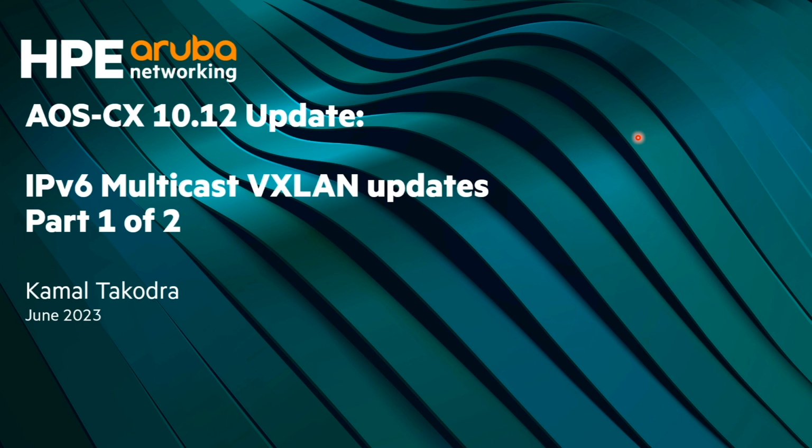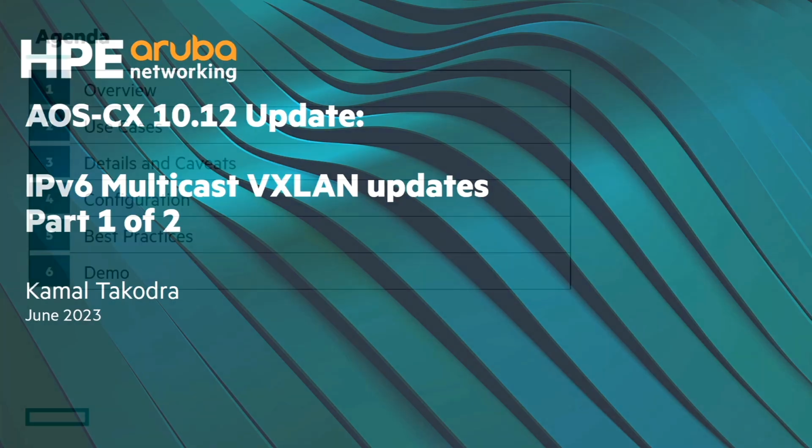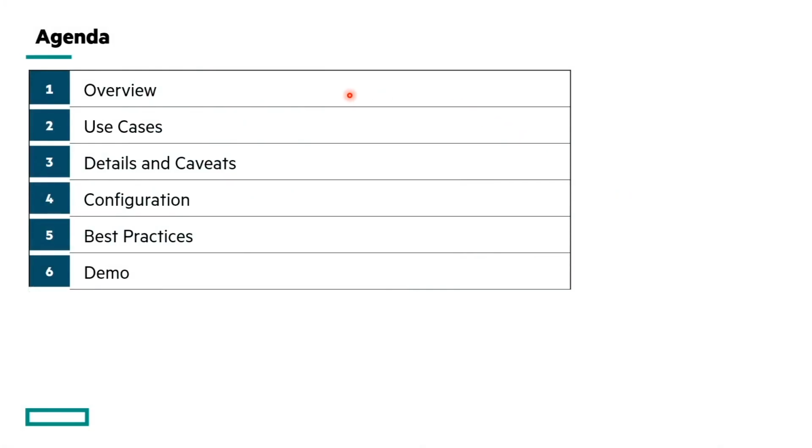Today in this AOS-CX 10.12 software feature update, I'm going to be covering IPv6 VXLAN updates. This will be part 1 of 2. I'll be covering an overview, use cases, some details and caveats, configuration parts, some best practices, and then completing with a demonstration. So let's go on to the overview.